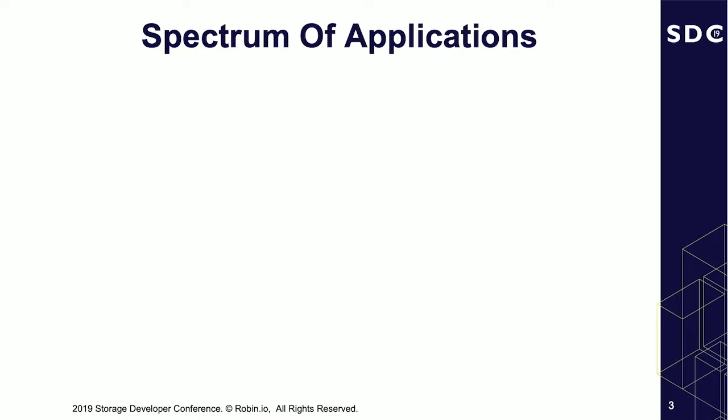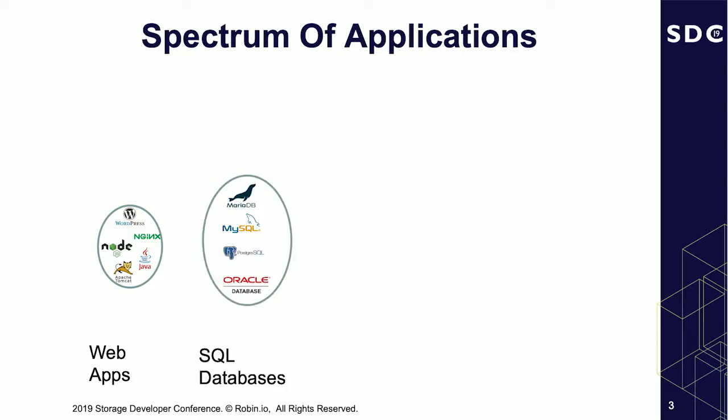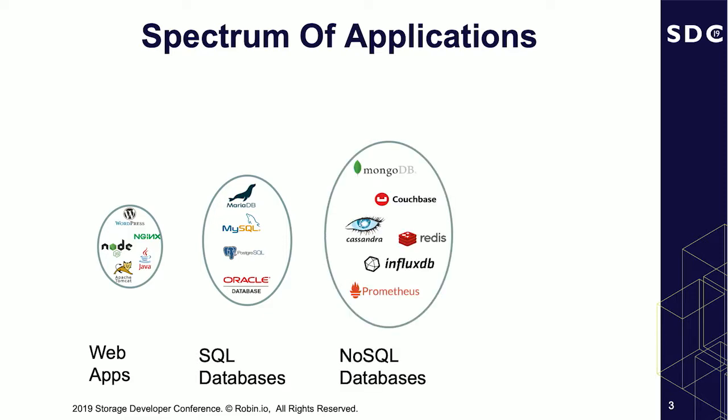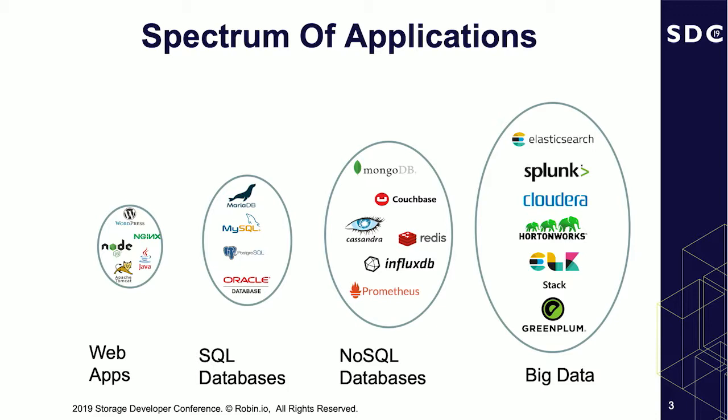So if we want to categorize, let's see all the applications we all know of. Initially we have the web apps, like Node.js and WordPress. Next we have the SQL databases, where we have MySQL, Oracle databases, MariaDB. Then we have the NoSQL databases, which are Cassandra and MongoDB. Next, we have the big data applications, where we store a large amount of data, like Cloudera, Hadoop, Elasticsearch.